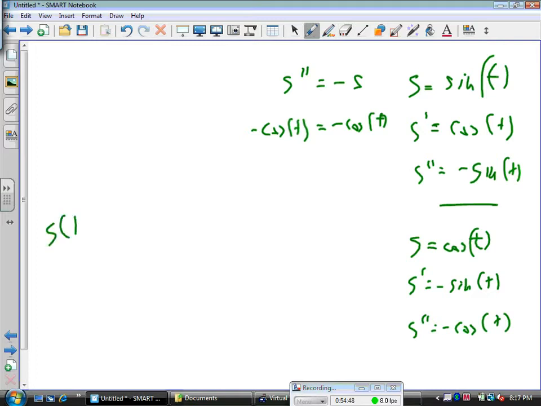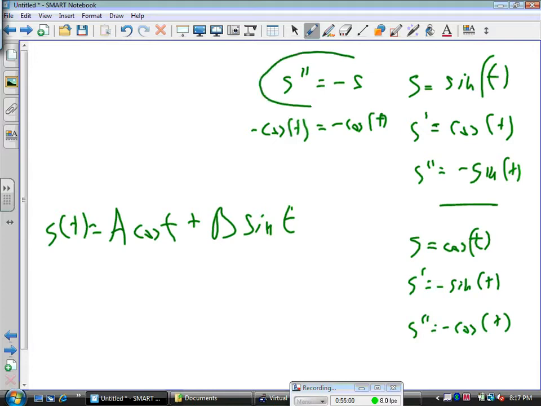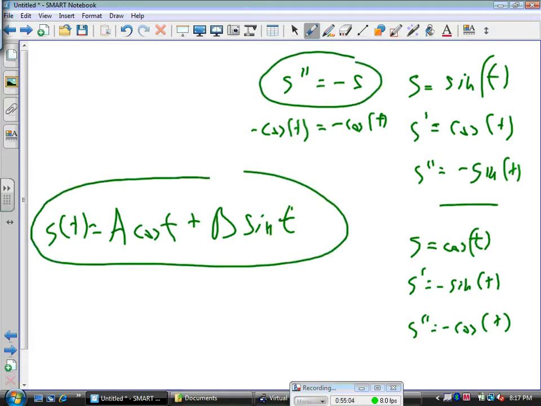That's what that means. So in other words, the solution to this is s of t equals a times cosine t plus b times sine t. If this is the differential equation, this is the solution. We proved it by differentiation.